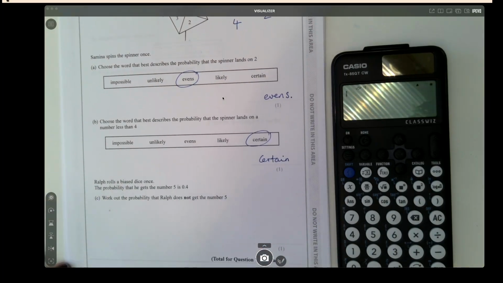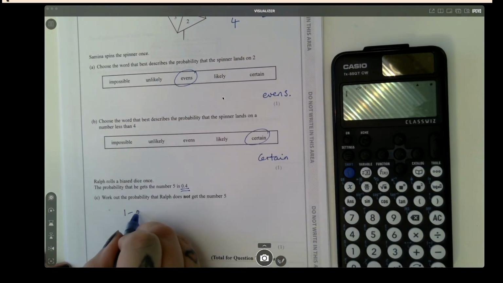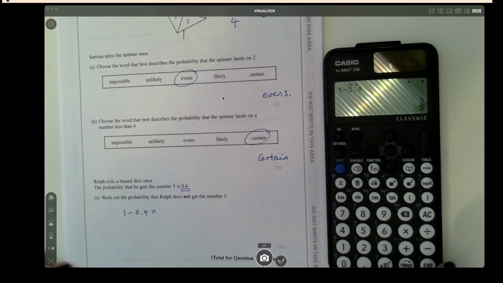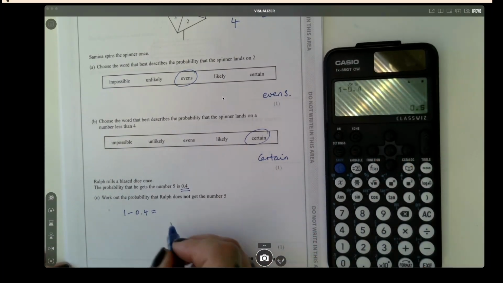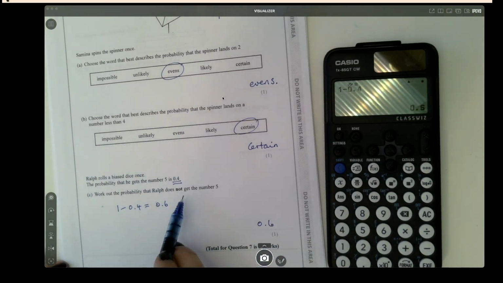Ralph rolls a biased dice once. The probability that he gets the number 5 is 0.4. Work out the probability that Ralph does not get the number 5. So probabilities sum to 1. They're out of 1. The probability scale goes from 0 to 1. So if the probability of getting a 5 is 0.4, the probability of not getting a 5 will be 1 subtract that. Remember, you've got a calculator if decimals are not your favourite thing to work with. So 0.6, so that is the probability that Ralph does not get the number 5.